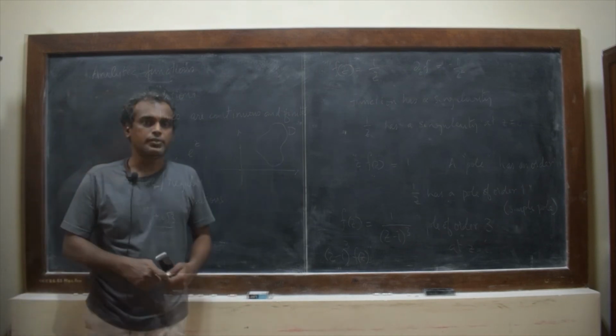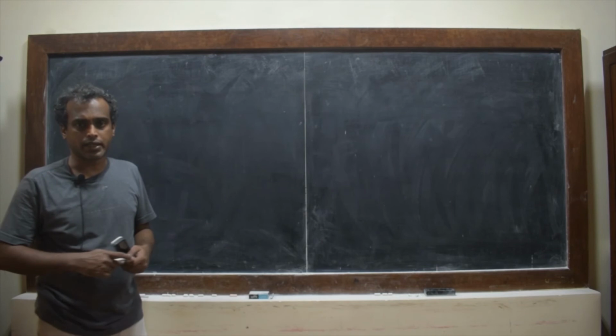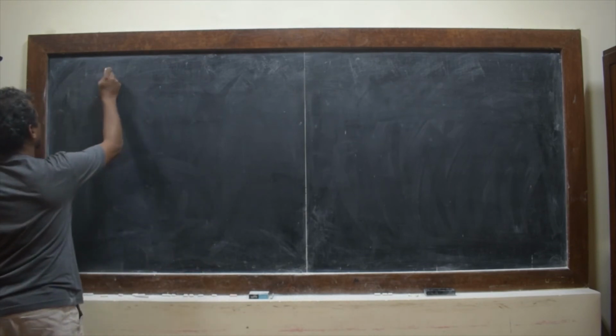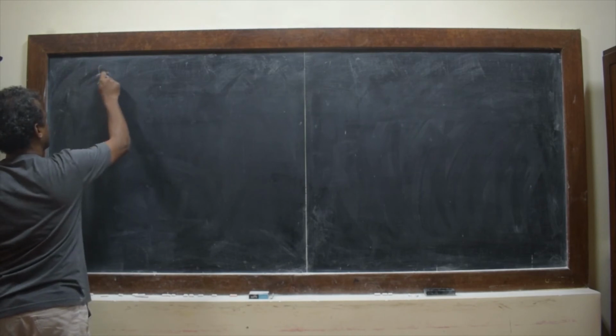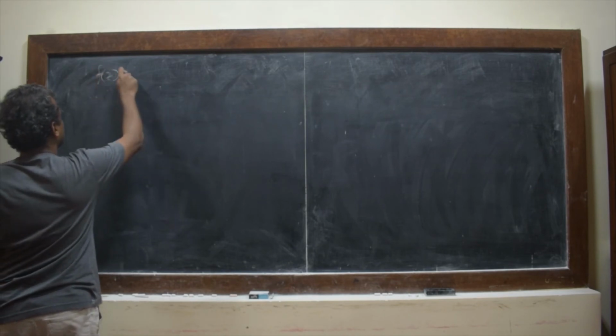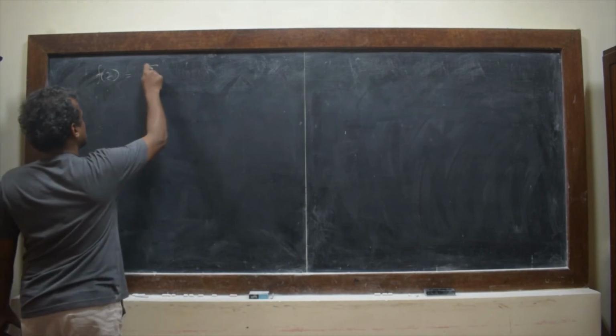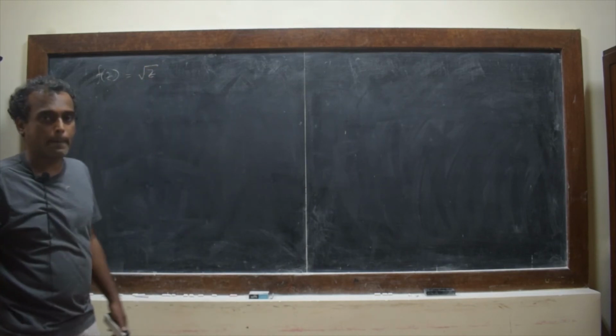Another type of singularity that functions on a complex plane have is the one we can learn about by looking at the function, let us say, f of z equal to square root z.